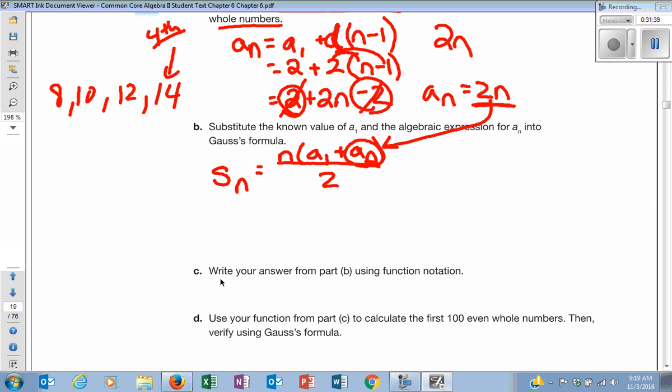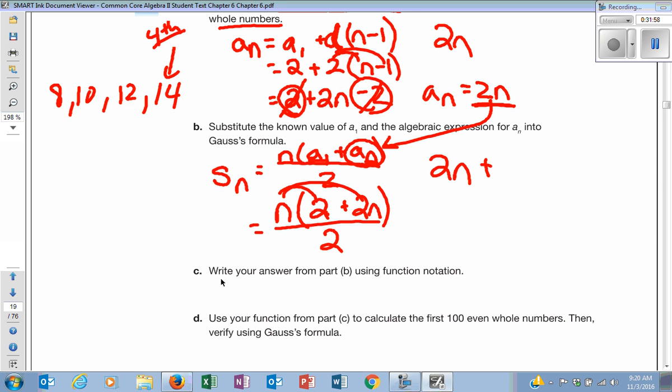So here's what that looks like. A1 is still 2, because we're in the evens, so my first number for evens is 2, plus 2n, over 2. Distribute, and you get 2n plus 2n squared, divided by 2. Well, 2 can go into this, 2 can go into this. This cancels out, this cancels out. What I'm left with is really n squared plus n. That would give you the summation for any of those.